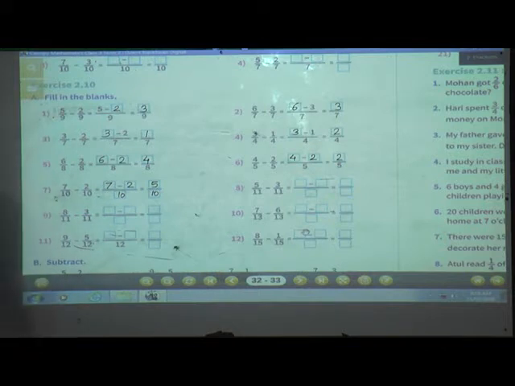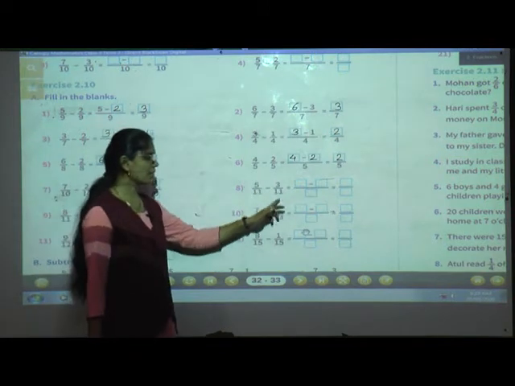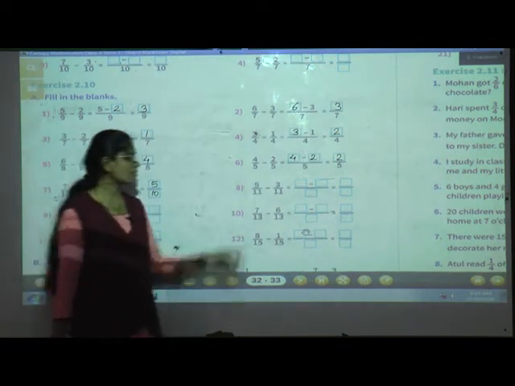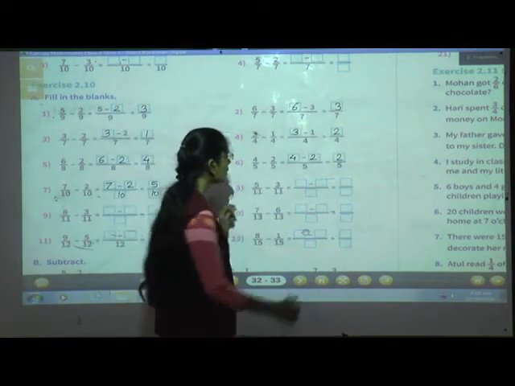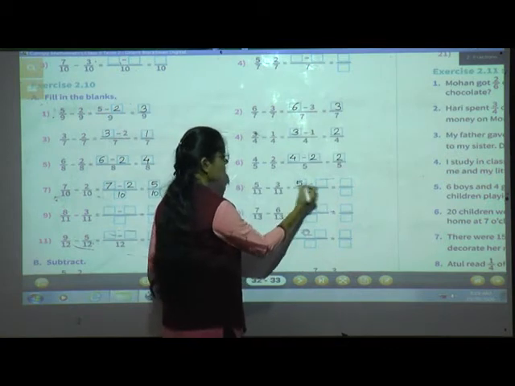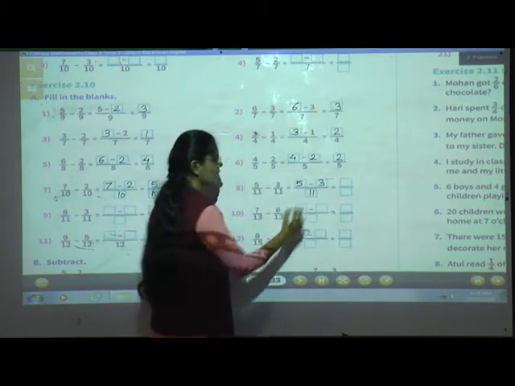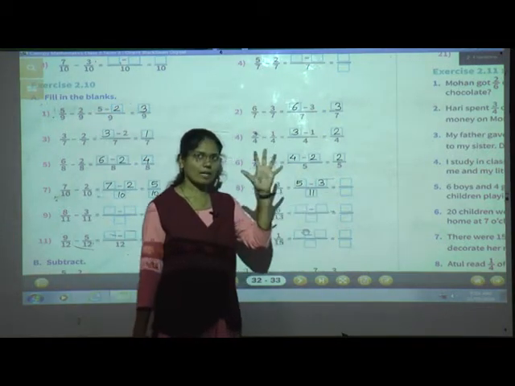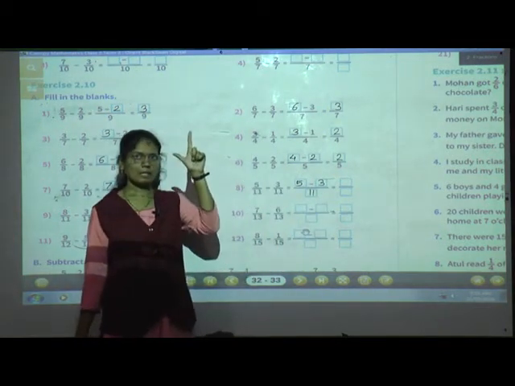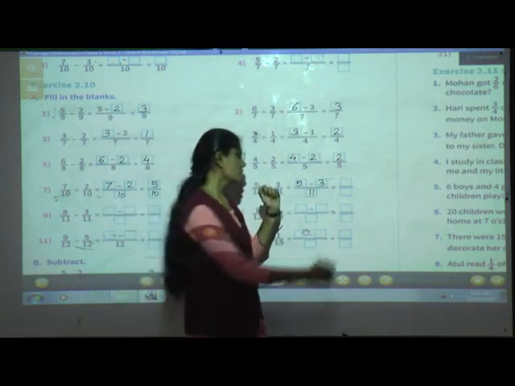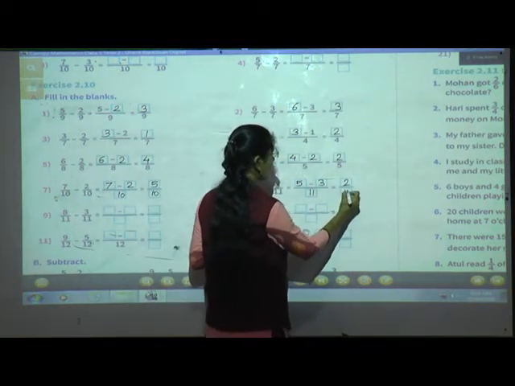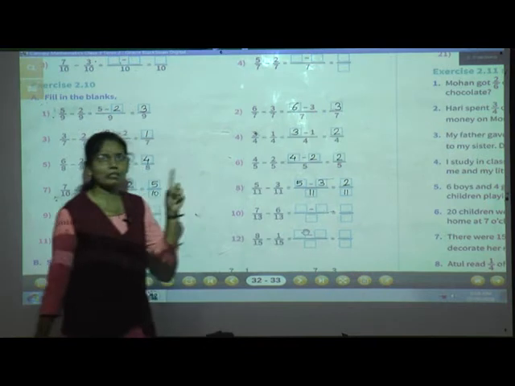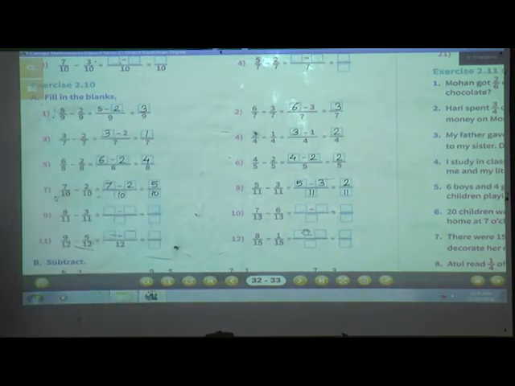Next, 5 by 11 minus 3 by 11. Solve this example. 5 minus 3 by 11. In this way you have to solve. 5 minus 3, how many are remaining? 2 are remaining. Okay. So the answer is 2 by 11. This denominator will remain the same only.